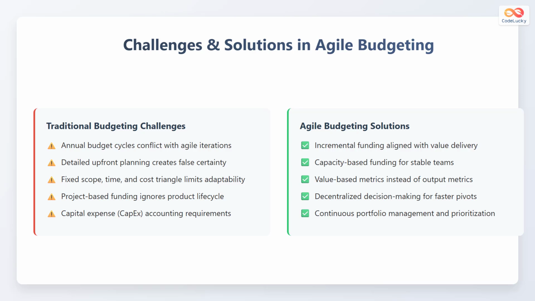Agile budgeting solutions include incremental funding, which aligns with value delivery, capacity-based funding for stable teams, value-based metrics instead of output metrics, decentralized decision-making for faster pivots, and continuous portfolio management and prioritization.